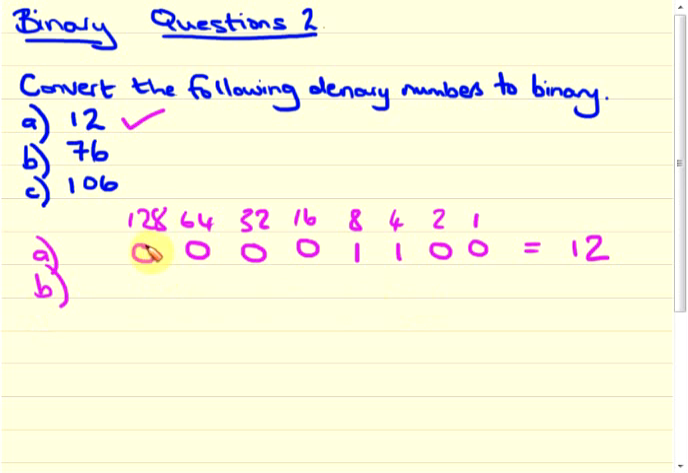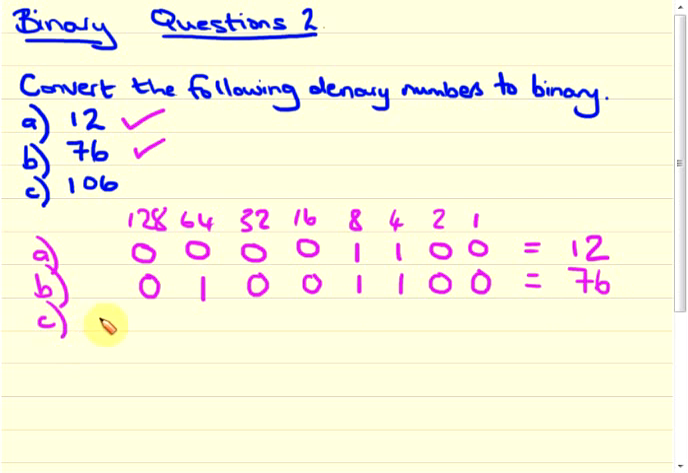So, again, we look at the first place value here, which is 128. We don't need one of those because that would bust us. But we need a 64. We don't need a 32. We don't need a 16. We need an 8. And we need a 4. And then we don't need a 2. And we don't need a 1. So here, 64 plus 8 plus 4 equals 76, the number that we were after here.